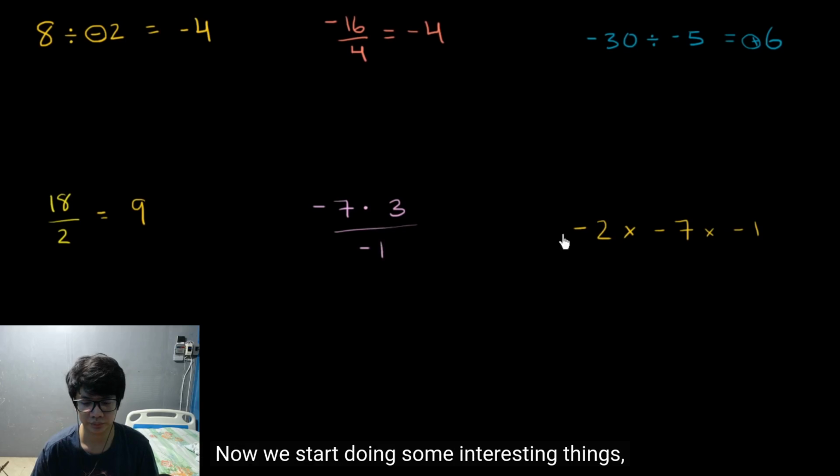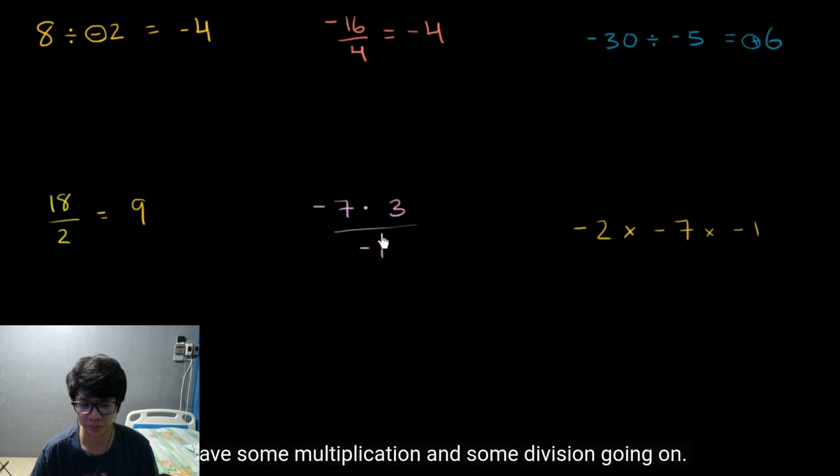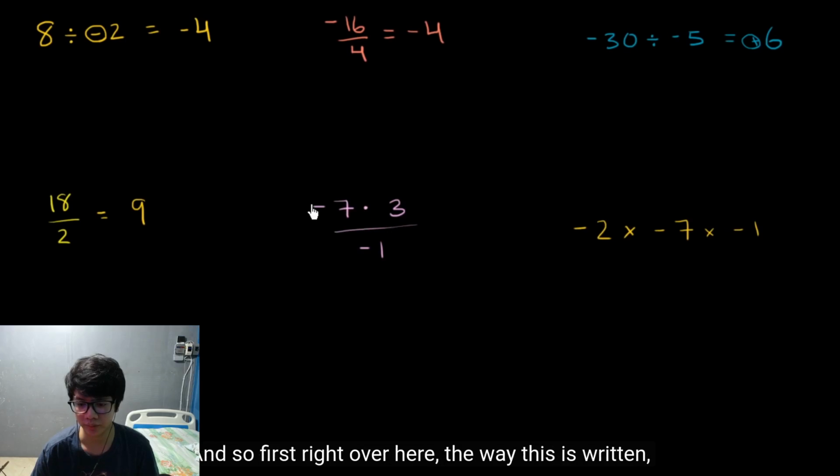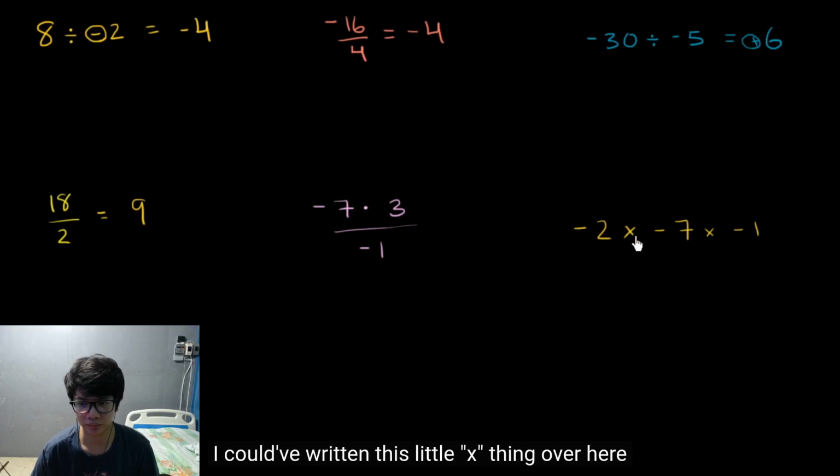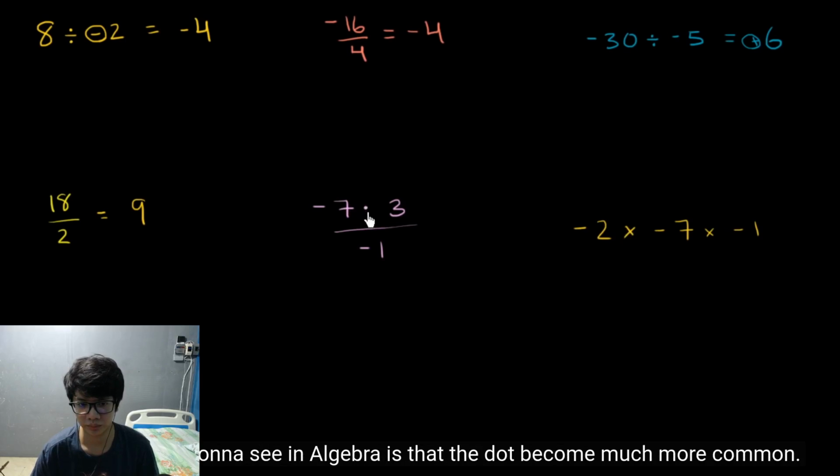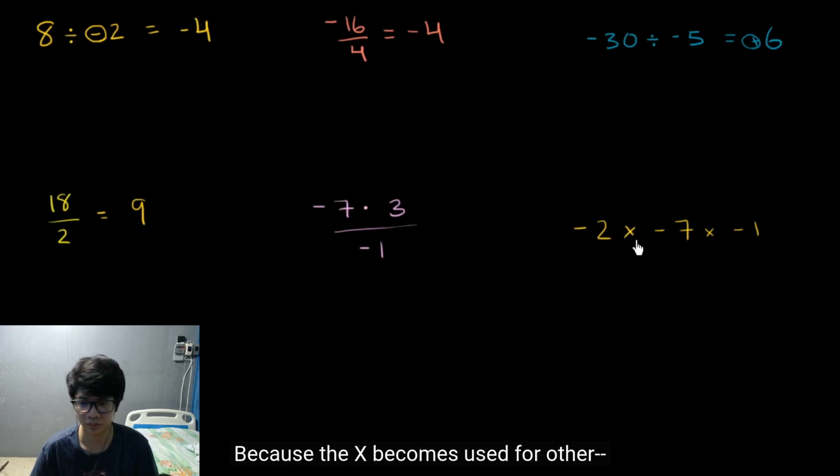Now we start doing some interesting things. Here's a kind of compound problem. You have some multiplication and some division going on. First, the way this is written, we're going to want to multiply the numerator out. And if you're not familiar with this little dot symbol, it's just another way of writing multiplication. I could have written this little X over here. What you're going to see is that in algebra, the dot becomes much more common because the X gets used a lot in algebra, and people don't want to confuse the times symbol with the letter X. That's why they use the dot very often.